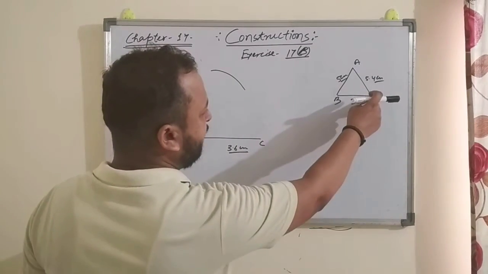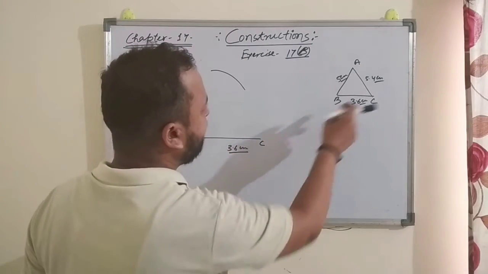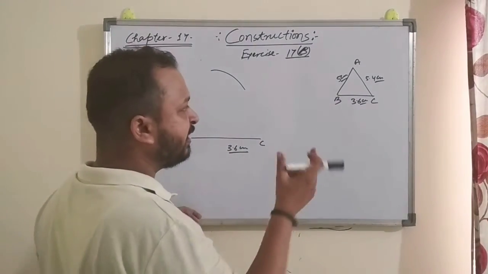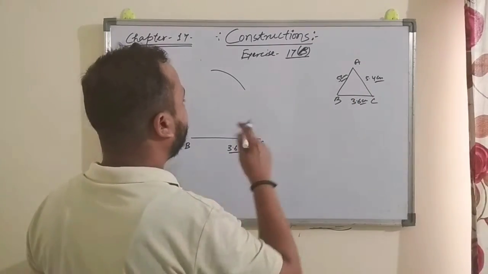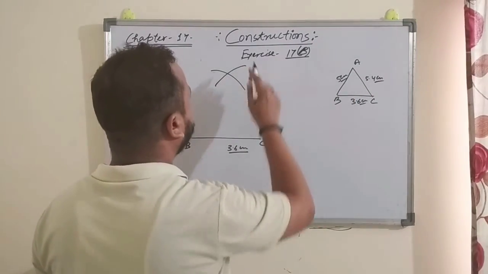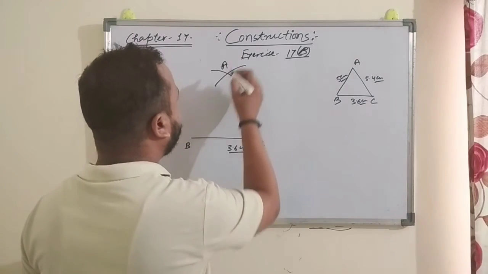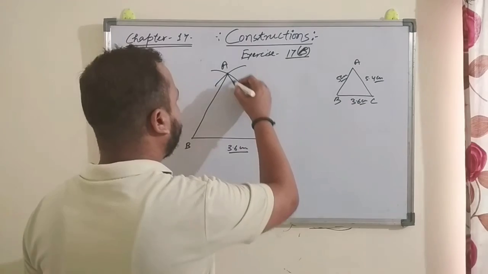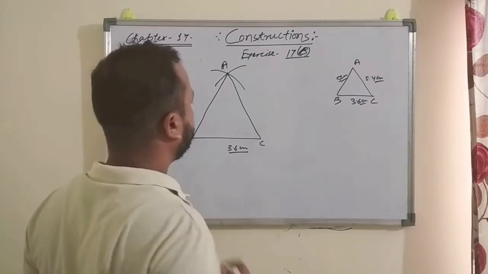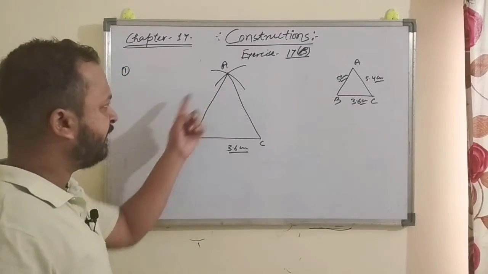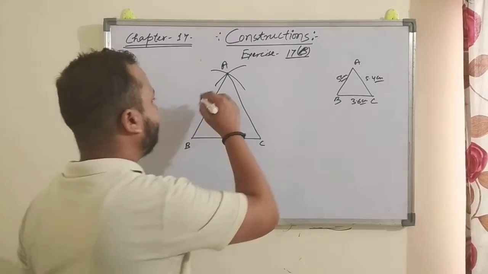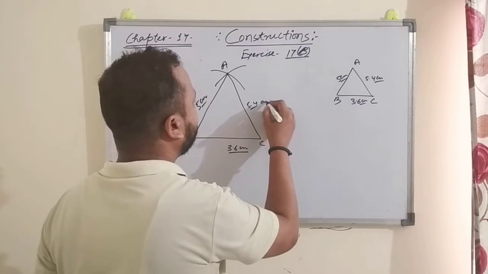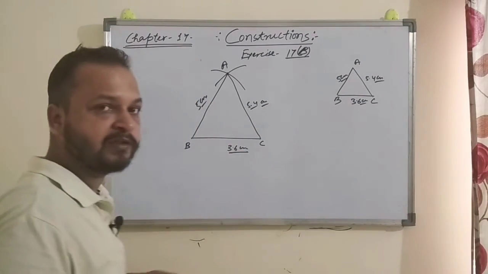Now this side from C you will get AC, and the length of AC is 5.4. Take C as a center, take the radius of 5.4 centimeter, draw an arc like this. You will get the point A. Just join A to B and A to C. So you will get triangle ABC, where AB is 5 centimeter, AC is 5.4 centimeter, right? And BC is given as 3.6 centimeter.